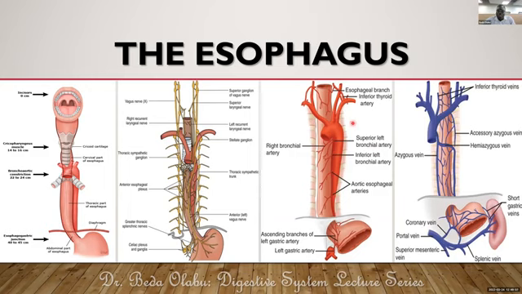Now, based on that arterial blood supply, there's something I want you to understand about the venous drainage of the esophagus, which is of clinical importance.